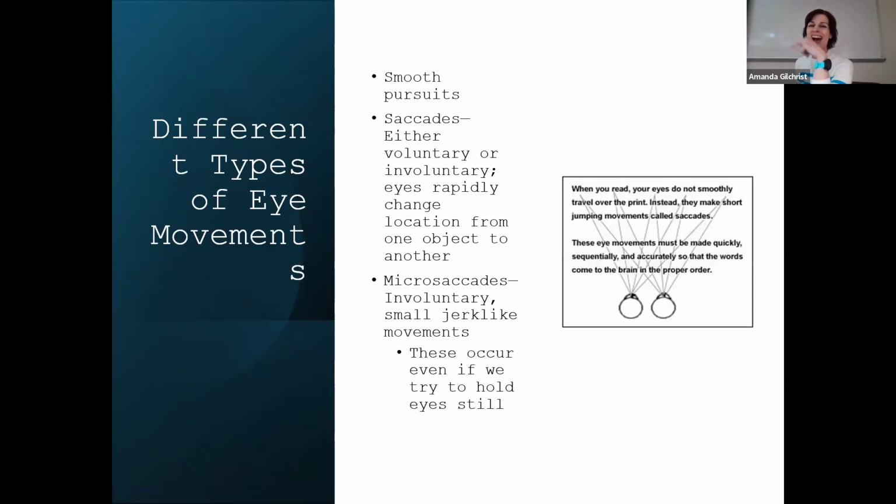We also have what are called microsaccades. Microsaccades are involuntary, small, little jerky movements. And even if you are trying to hold your eyes completely still, you will still occasionally engage in these small microsaccades.